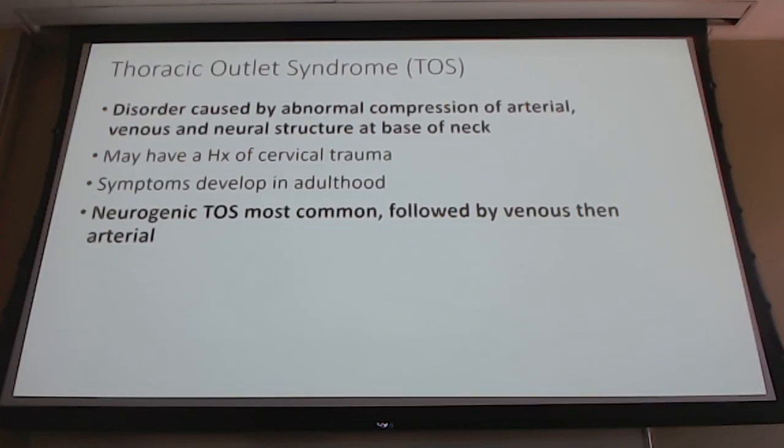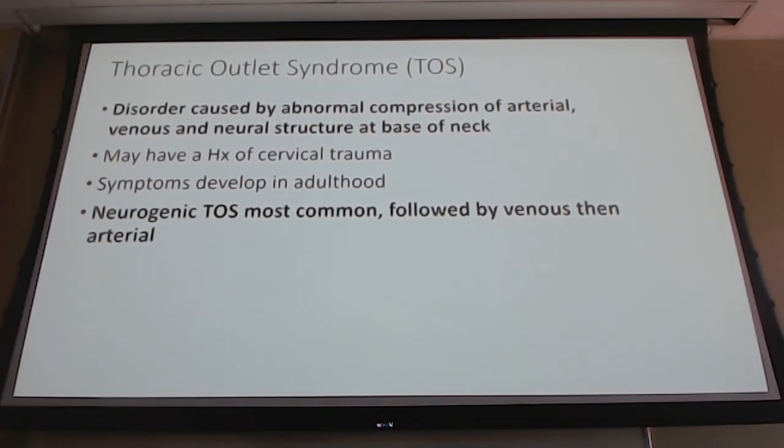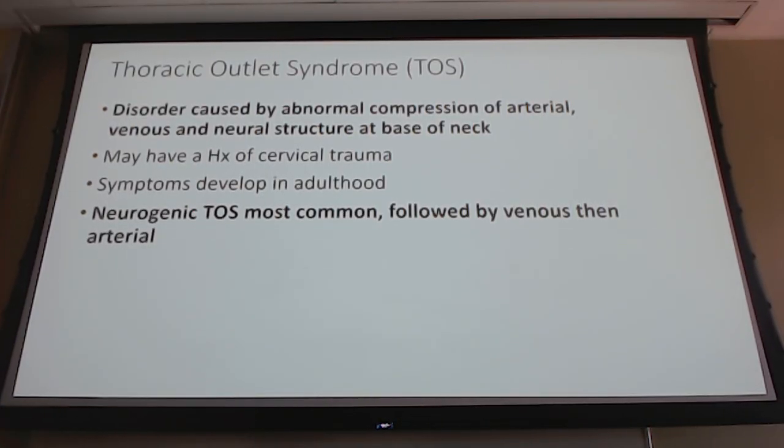Okay, thoracic outlet syndrome, almost done. Thoracic outlet syndrome, okay, this is a disorder caused by abnormal compression of the arterial, venous, and neural structures at the base of the neck. Normally, they have a history of some sort of cervical trauma. They don't have to. Okay, symptoms develop in adulthood. Their neurological symptoms, so paresthesias in their hands, okay, weakness in their hands and arms will be the first symptom, okay, and then venous, then arterial.